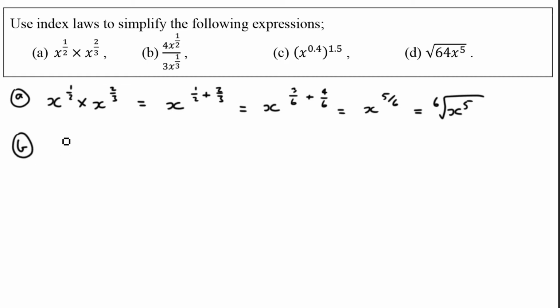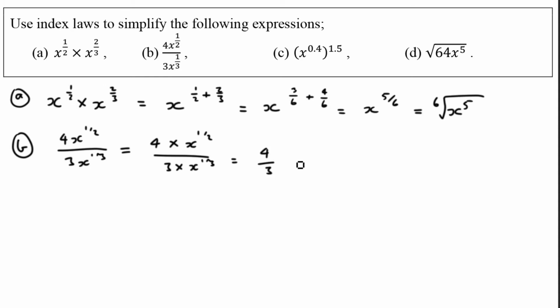In part B, we have to have 4x to the half divided by 3x to the third. Again, it is important to realize that this power of a half is only attached to the x, not to the 4. So we could write this as 4 lots of x to the half divided by 3 lots of x to the third, and then it would be good to split those fractions up. 4/3 times x to the half divided by x to the third. So we have 4/3 of x to the power of 1/2 subtract 1/3.